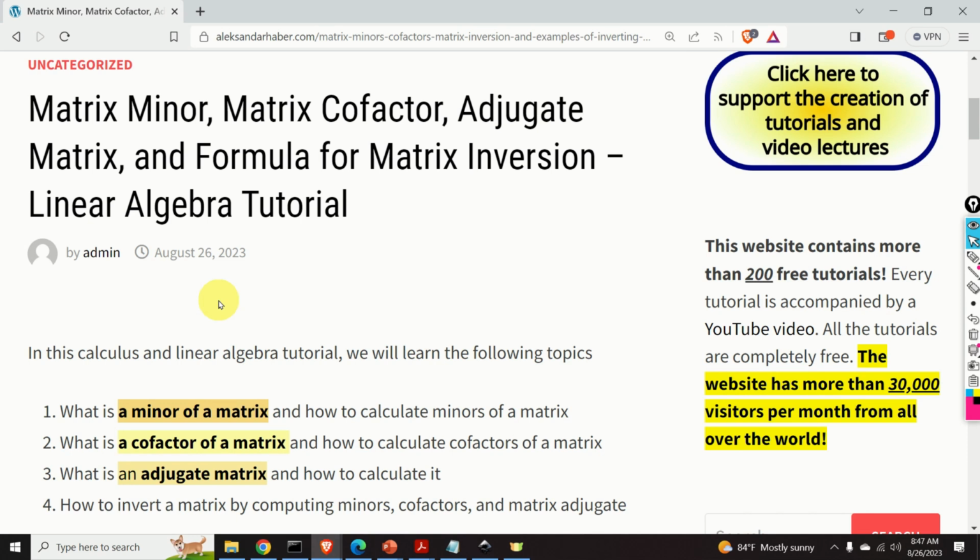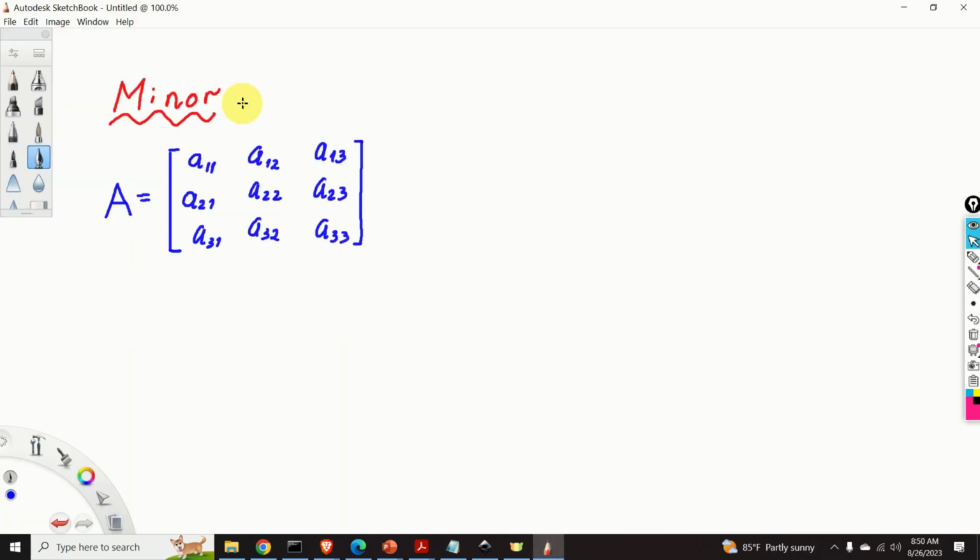In my next video tutorial, I will do a few examples in order to illustrate how to use these definitions. However, in this video tutorial, I will only focus on the definitions and I will try to explain these very important concepts. Before I formally define a minor of a matrix, I will explain this concept by using an example.